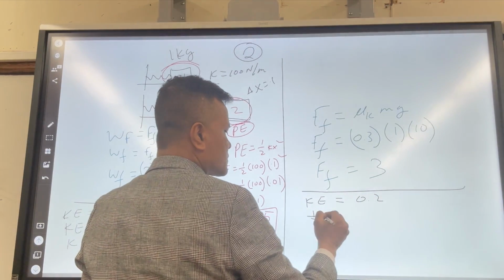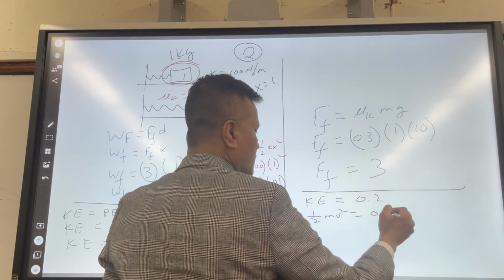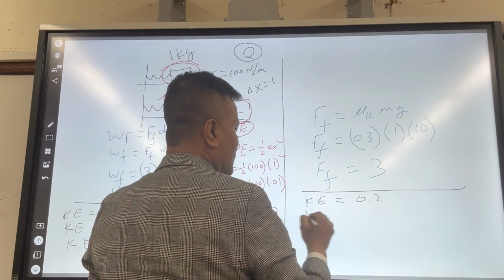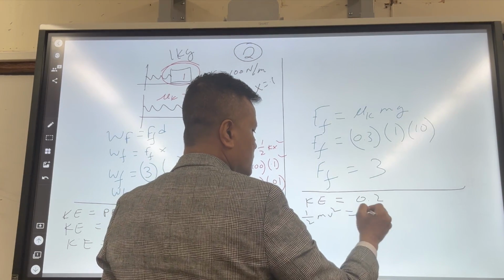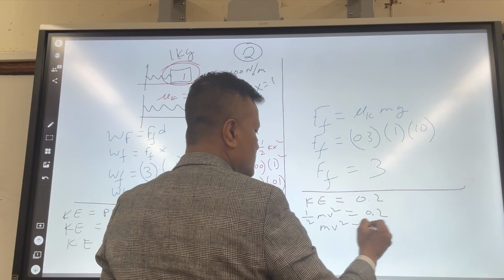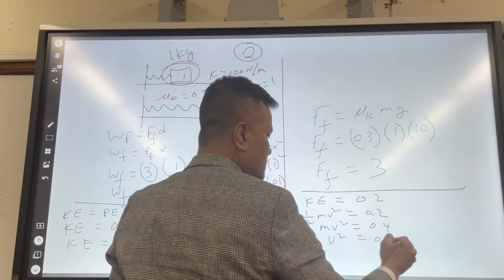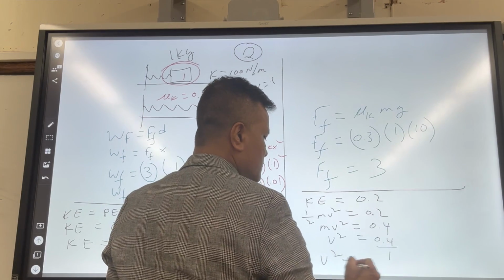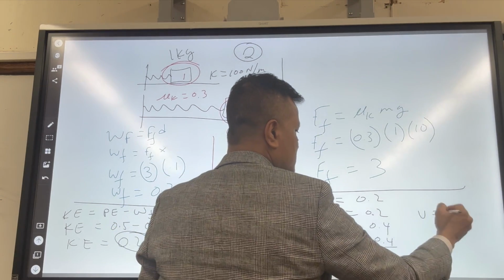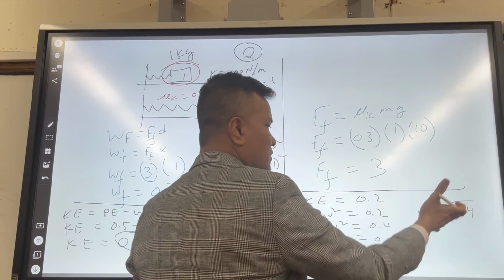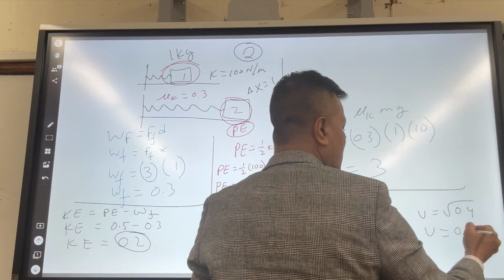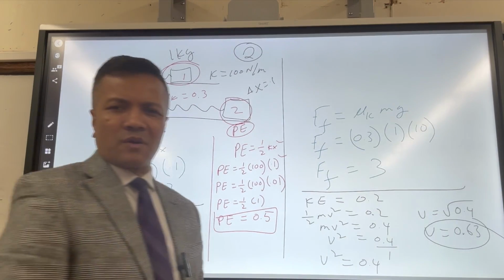So half mv squared is equal to 0.4. Well, half mv squared is 0.2. So mv squared is 0.4, right? v squared is 0.4 divided by 1. So v squared is 0.4. So v is the square root of 0.4. When you square root a decimal, it gets bigger. All right, so this is the answer for problem number 2.